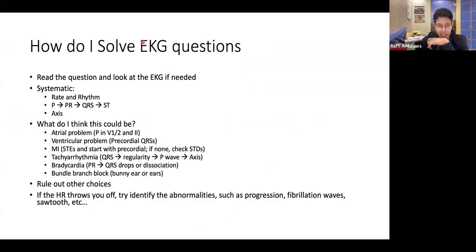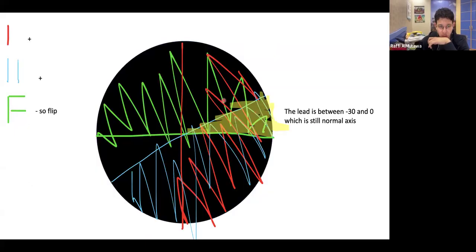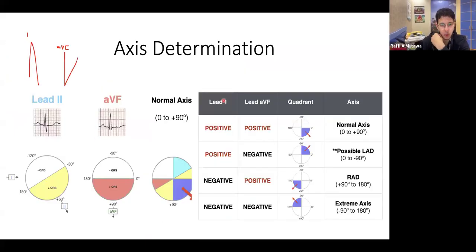Do you need to look at lead 2? Yes and no. Lead 2 will help you when you're thinking of left axis deviation. That's the only time where you really need to look at lead 2, but generally speaking, you don't. Okay, you know what? I think I should go into the positive negative stuff.